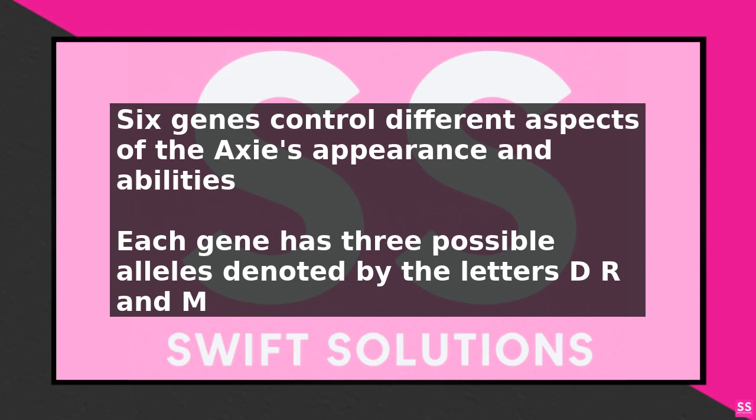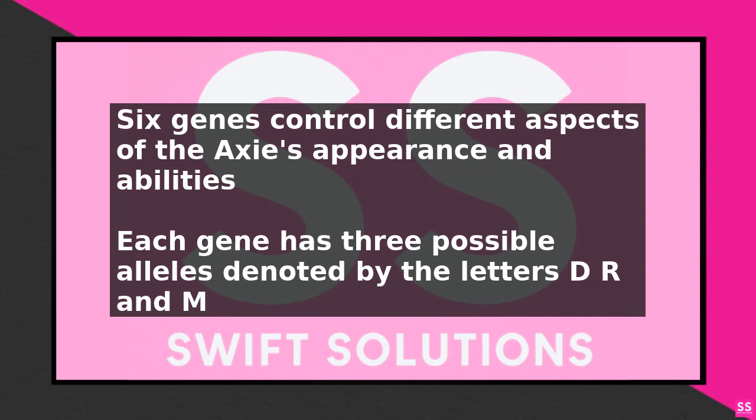Each gene has 3 possible alleles, or variations, which are denoted by the letters D, R, and M. The D allele is the dominant allele, the R allele is the recessive allele, and the M allele is the minor allele. When breeding 2 Axies, the offspring will inherit a combination of genes from its parents. The possible genotypes and phenotypes of the offspring will depend on the genotype of the parents.